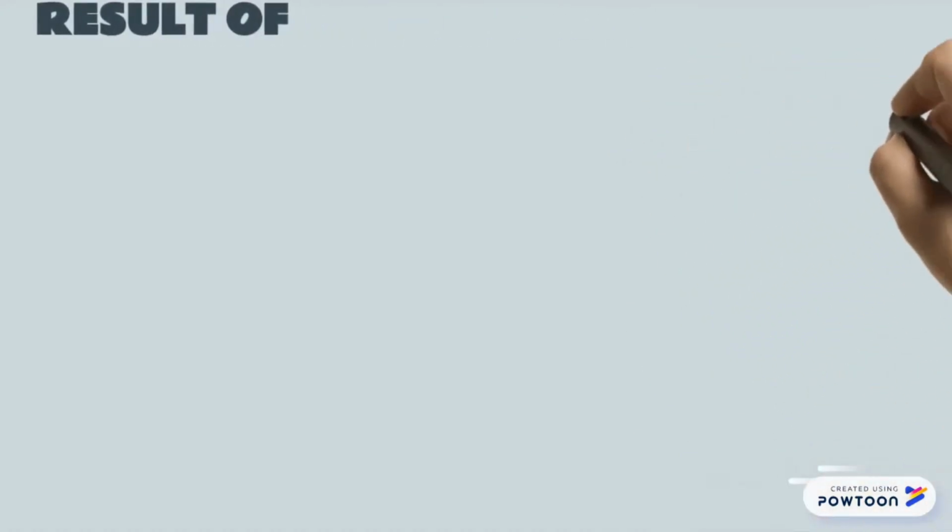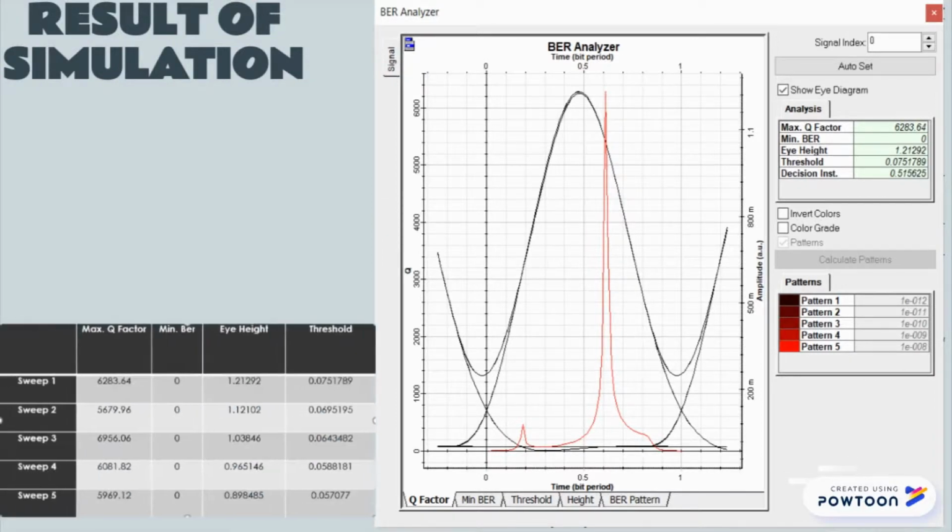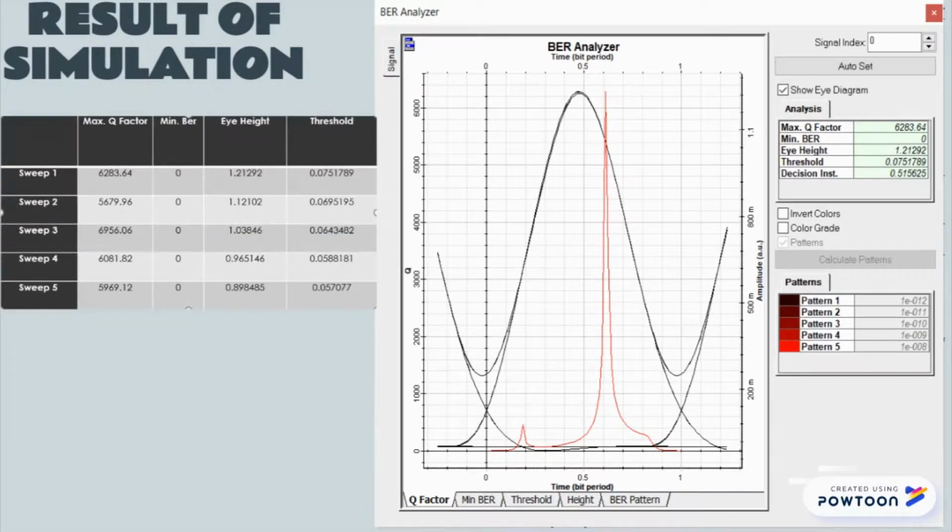From the tabulation result, it shows that the longer the distance, the lower the I high and the threshold. This is because of the reduction of the link loss and improvement of the potential of link loss. The Q factor was high and sharp in shape.